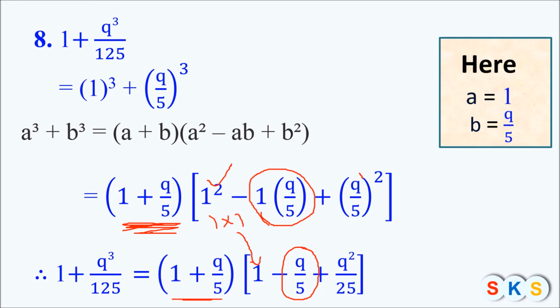Q upon 5 the whole square means q upon 5 into q upon 5. How many times will we write this? 2 times, because the power is 2. And you can see q into q is q square. You can see I've written here q square. And 5 into 5 is 25. So what will we get? The square of q upon 5. We will get q square upon 25.